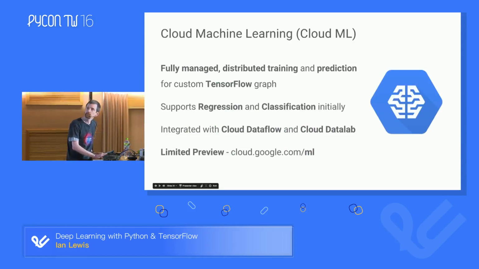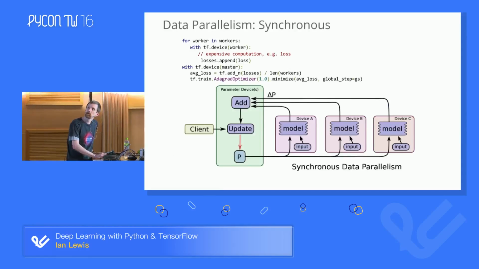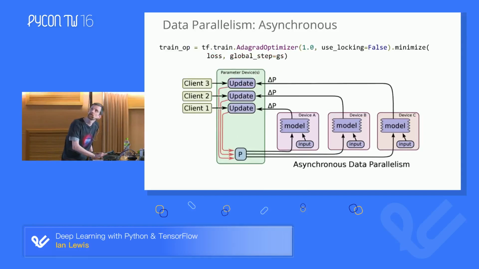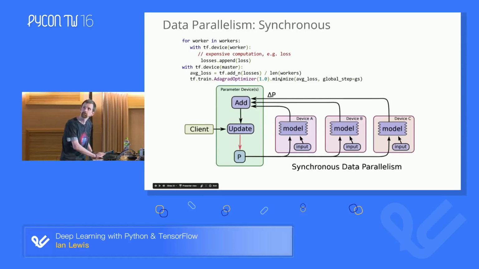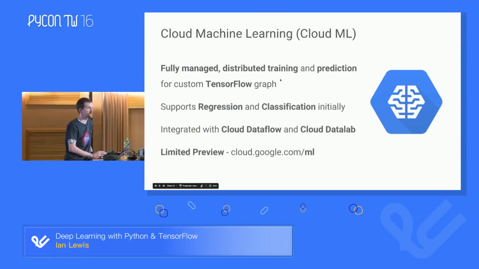One thing I'll note is up here, this is a little bit of TensorFlow code that allows you to do that. So TensorFlow has a lot of these built-in primitives that allow you to do things like distributed training and asynchronous or synchronous data parallelism. You can also do model parallelism as well, but I don't really have time to go into that too much.